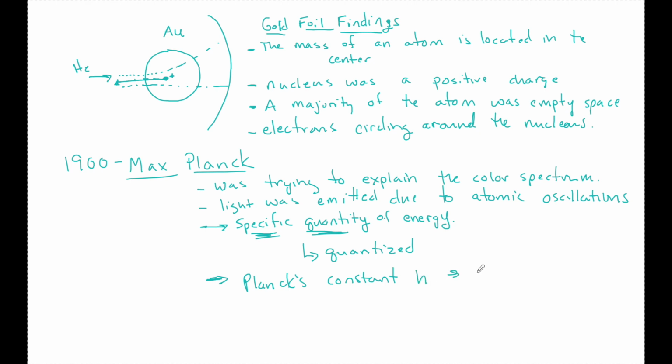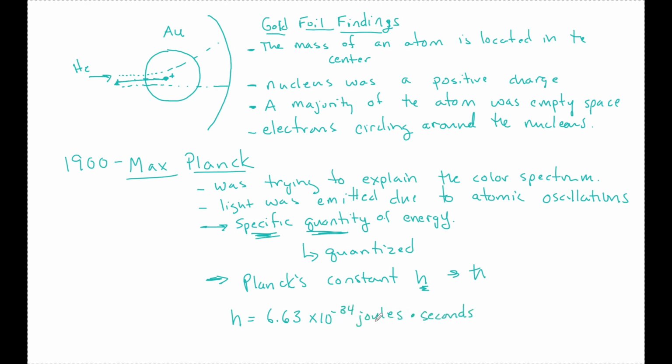Sometimes, guys, you might see some people write it with an H with a line through it, but on the SAT and basic entry-level courses, just an H is going to be fine. And H has a value of 6.63 times 10 to the minus 34th joules times seconds.